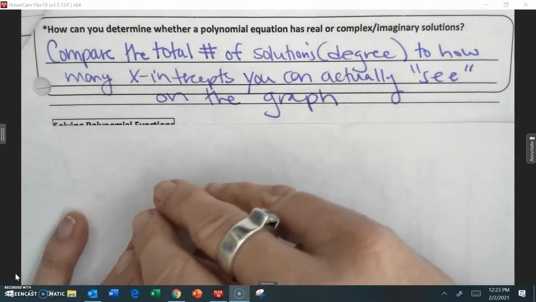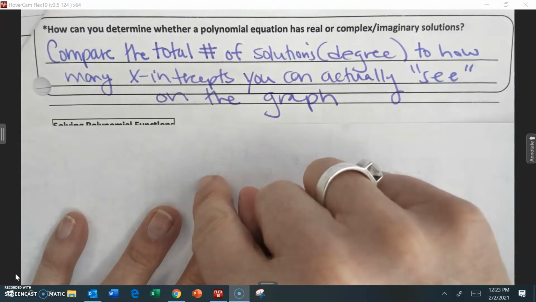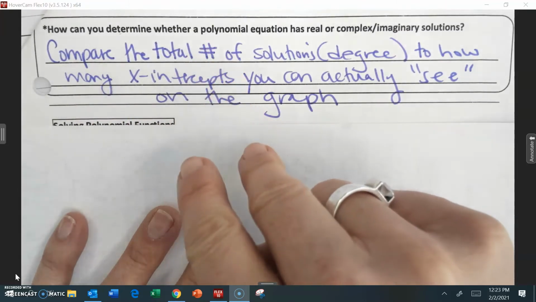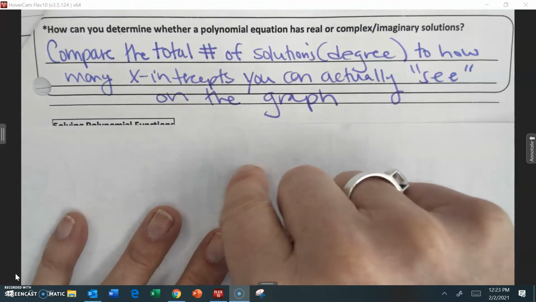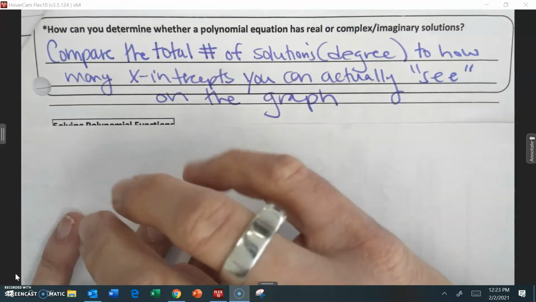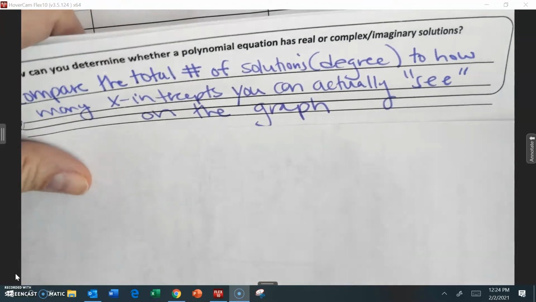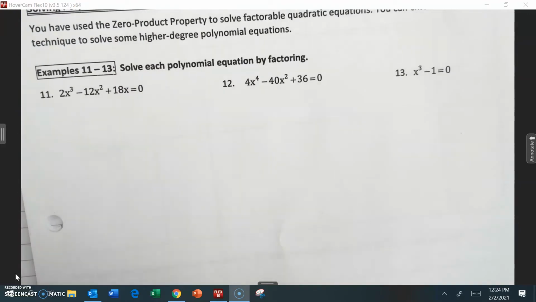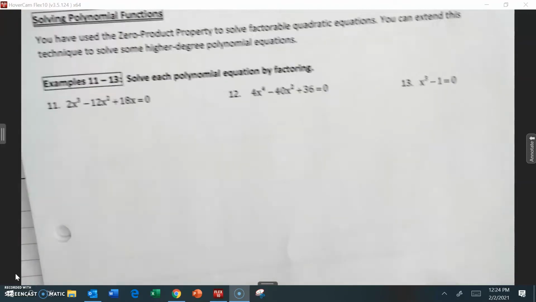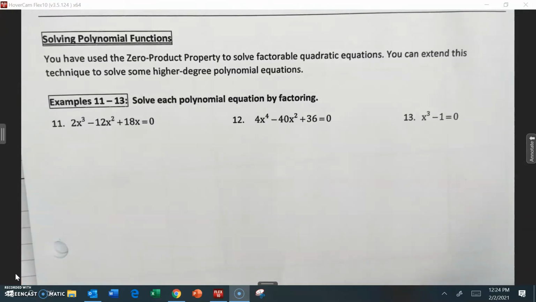So in our last example, we saw that there were 4 solutions, but we could only tell on the graph it was crossing twice. So that means it had 2 real and 2 imaginary. Now there are some times where it gets a little tricky, and that's why we're going to work the next 3 together. Okay? So let's take a look, and it says that we're going to use the zero product property.